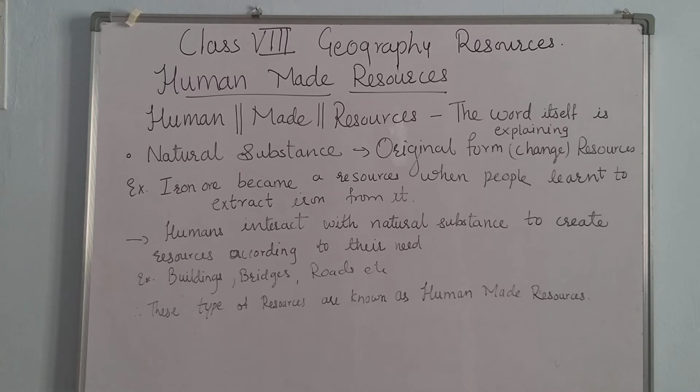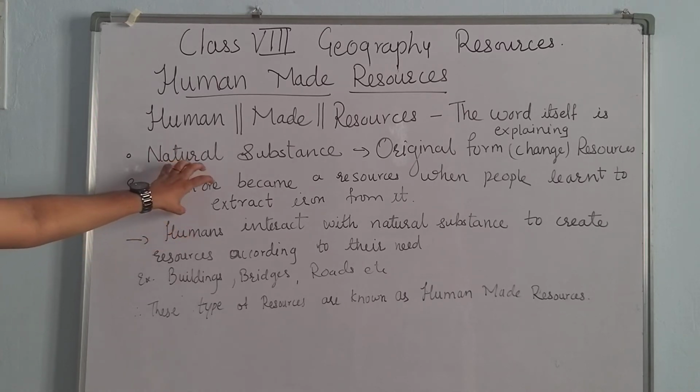For example, iron ore. We can see iron ore on the land. Earlier we did not know the use of iron, so if we did not know the use of iron, how would we use the iron ore? When we understood the use of iron, we extracted the iron. We learned how iron ore can be converted to iron, and only then could we understand the value of the resource.